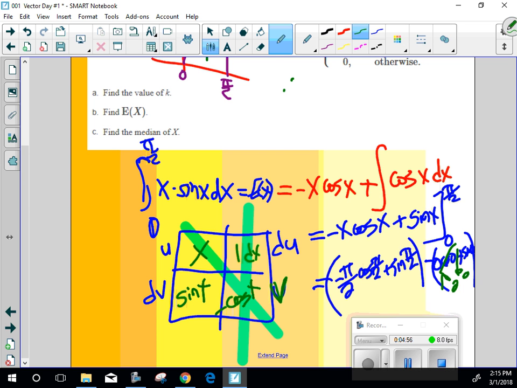And what's the sine of pi over 2? 1. And the cosine of pi over 2? 0. So this is going to be 0, and this is going to be 1. So therefore, this whole thing is going to be what? 1. That's your expected value.